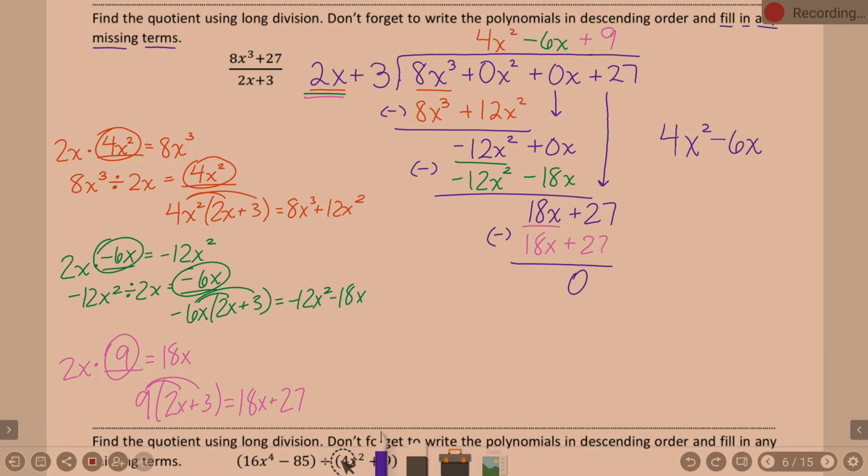Plus 9? Or plus 9. Sorry. Okay, just making sure I heard the right thing there. 4x squared minus 6x plus 9. Yeah. Okay, now, a couple of things.